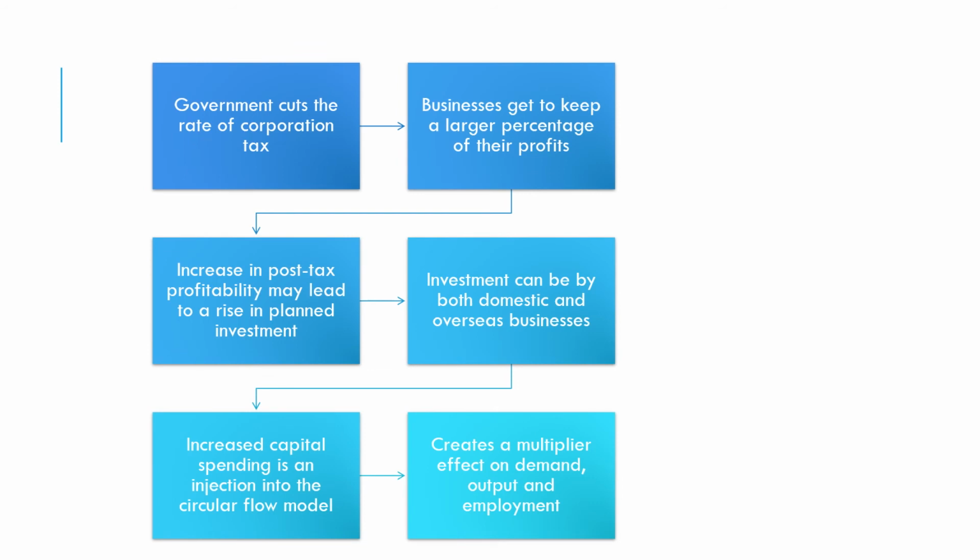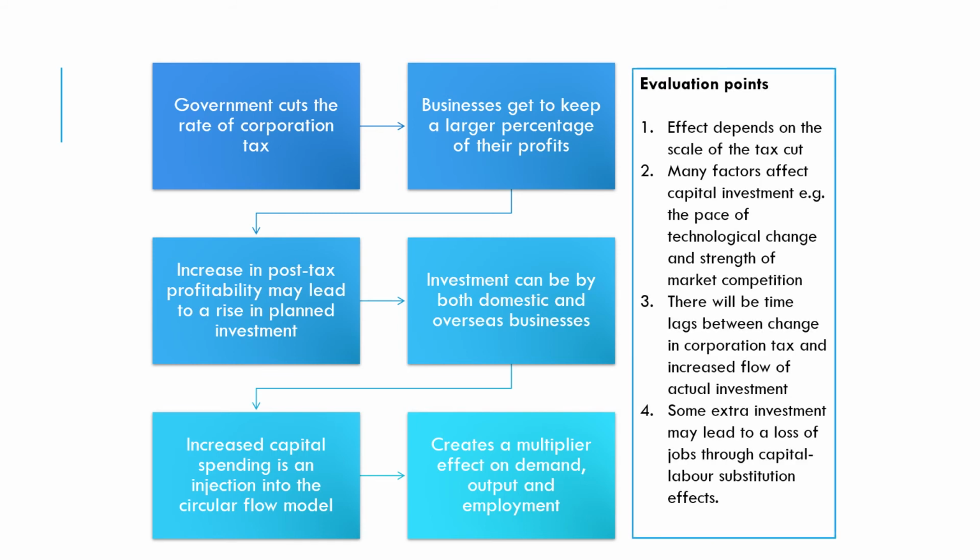This would be an example of the mechanism we might describe if there was a cut to the rate of corporation tax. So businesses keep a larger percentage of their profits. They therefore plan more investment. This investment is an injection into the circular flow, which creates a multiplier effect on demand, output, and employment. That might be a chain of analysis that we would use to describe an expansionary fiscal policy. The opposite would be a contractionary fiscal policy, and for that scenario, we would just reverse the steps.